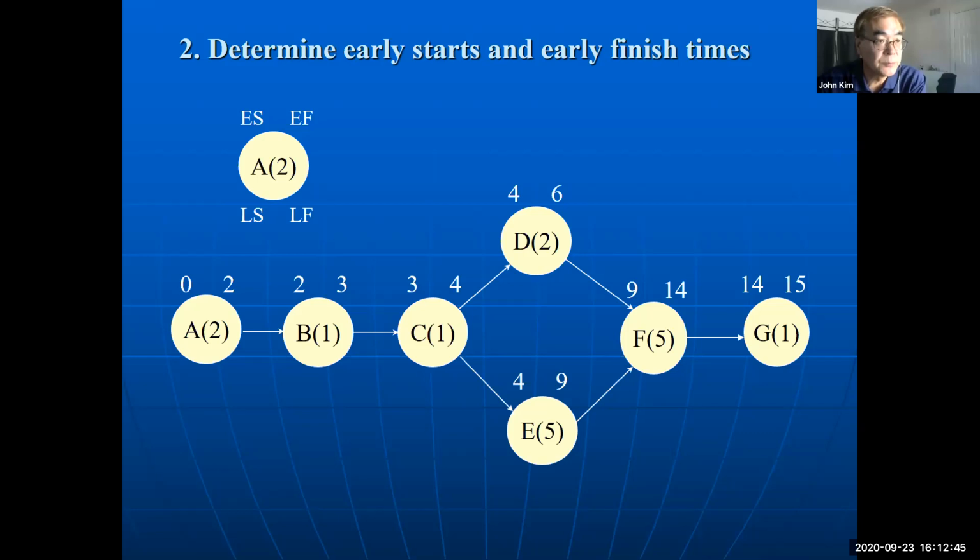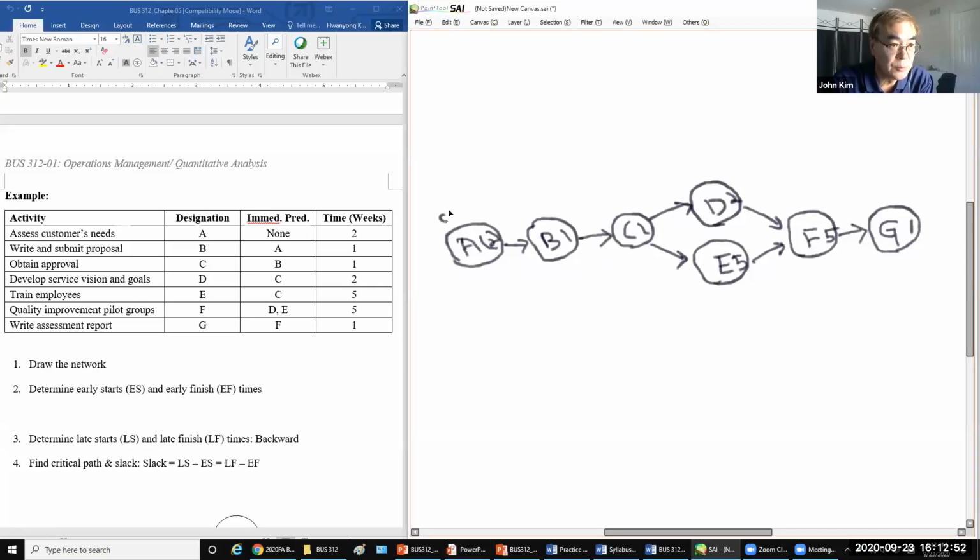I will change screen and then do it. So 0, 2, B starts at 2, and then 1 plus 1, so 3. And then here, 3 and it's 1, so 4. Then 4 and 6, and 4 plus 5, so 9.